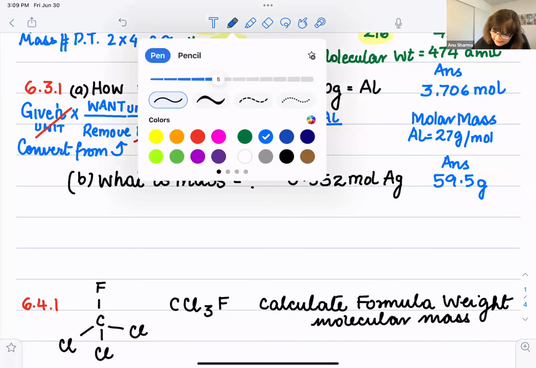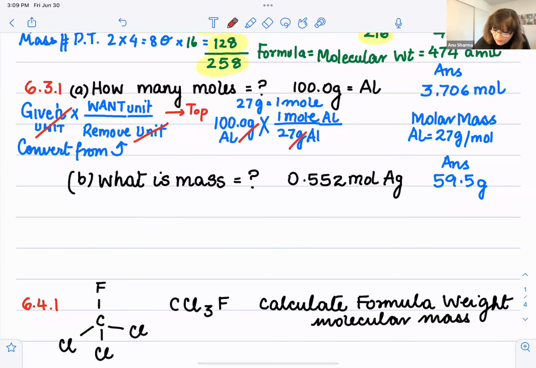When you set it up like this, the grams and grams of aluminum cancel out, and you're just left with the moles. So now it's simple math: 100.0 times 1 divided by 27. What do you get here? 100 divided by 27 is 3.70 moles of aluminum. 3.7037, so 2 decimal places is fine.